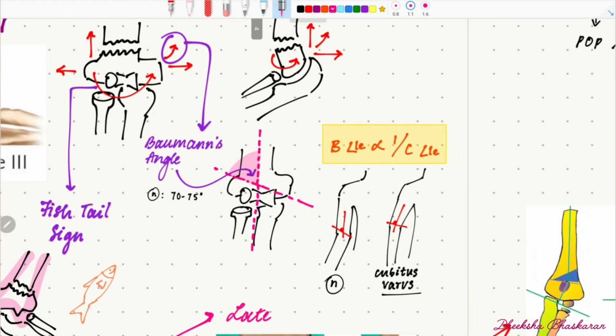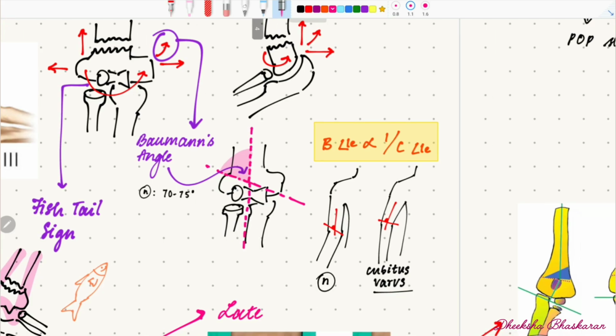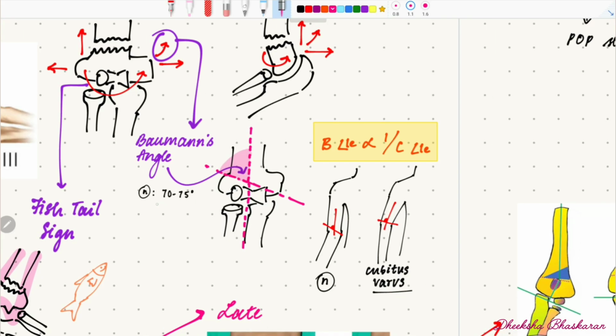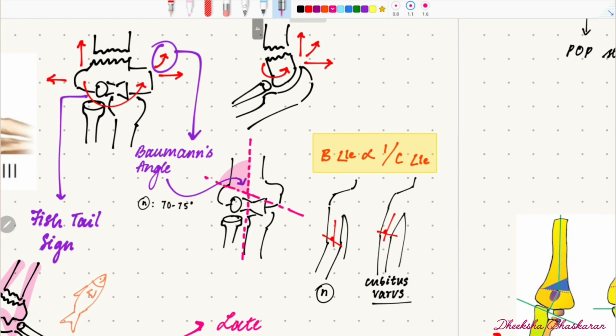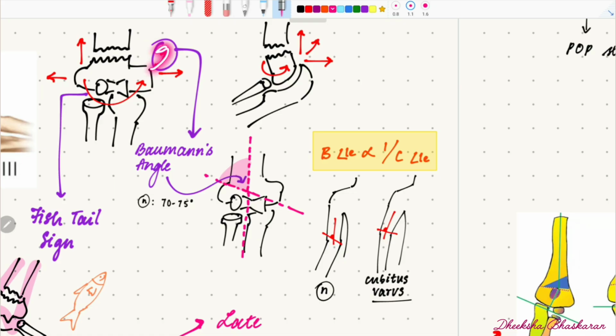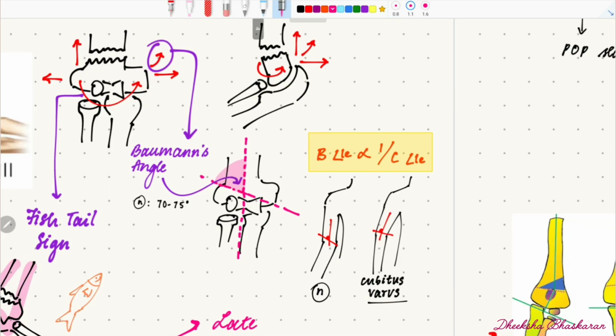Now, what is Baumann's angle? We'll see that first. If a line is drawn along the long axis of the humerus and the long axis of the lateral condylar growth plate, this angle is called the Baumann's angle. So this angle is usually 70 to 75 degrees. If there's a medial tilt because of a supracondylar humerus fracture, this line would stay the same, but this portion would tilt.